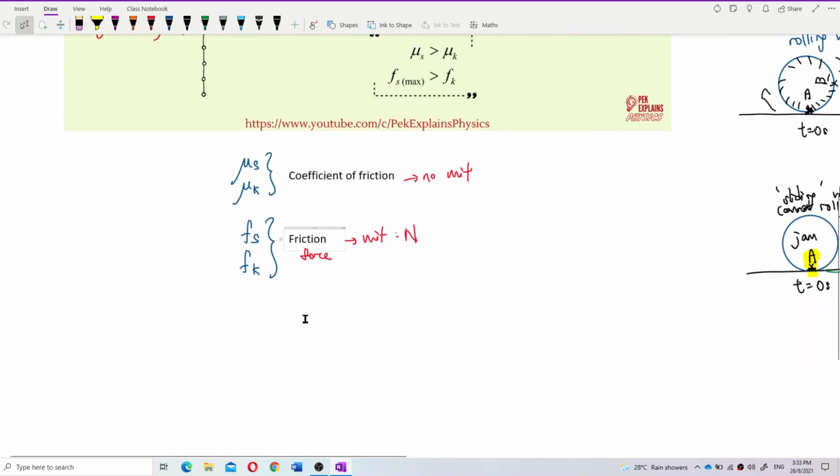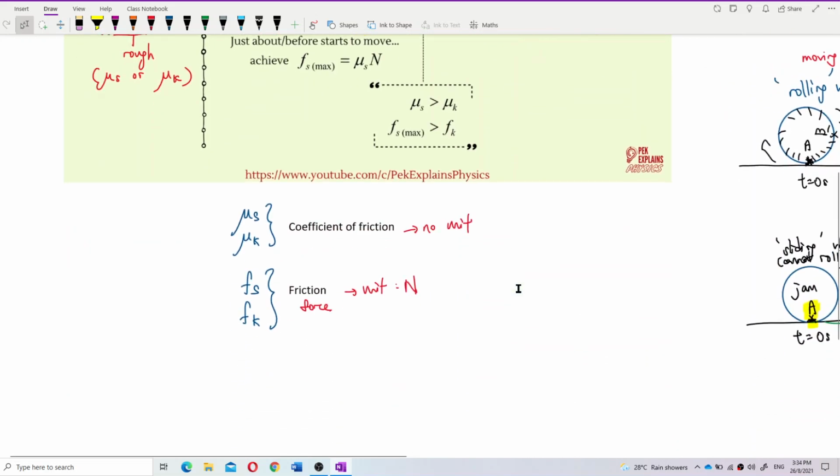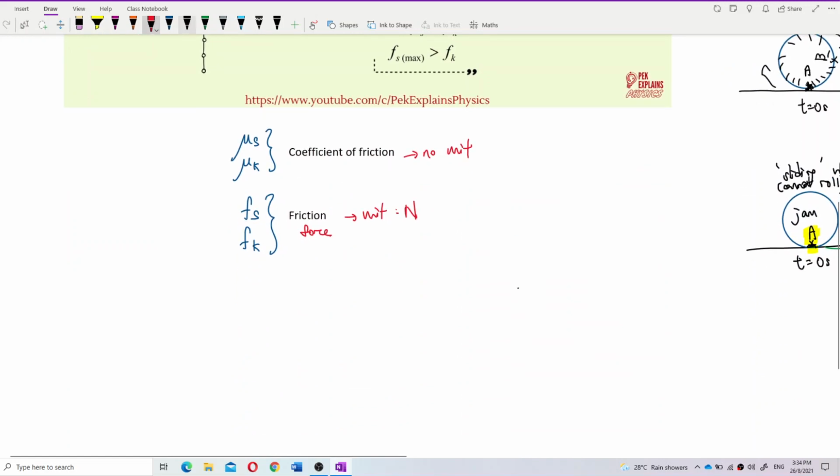Look at the general formula again. Static friction is mu_s n. Kinetic friction is mu_k n. So both of them have almost the same formula, mu n, isn't it? The friction is mu n. Why is the friction formula mu n?